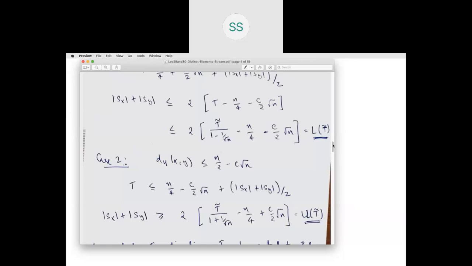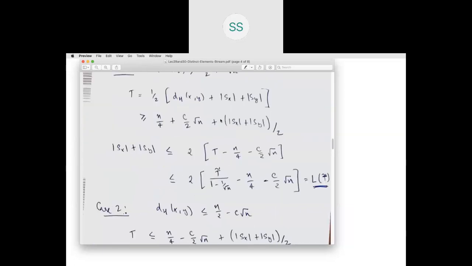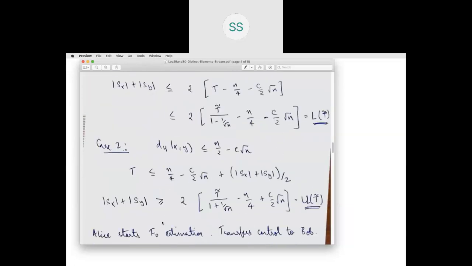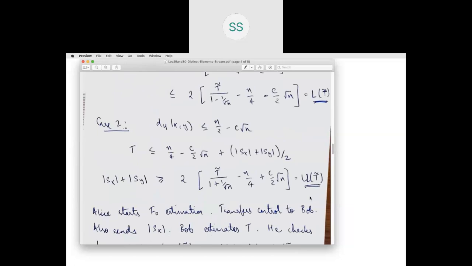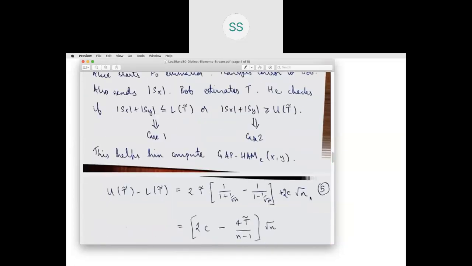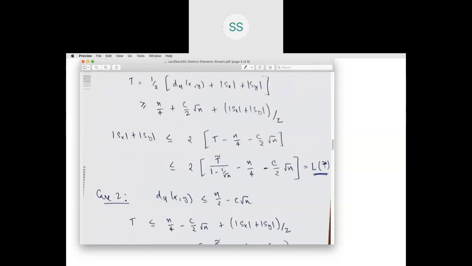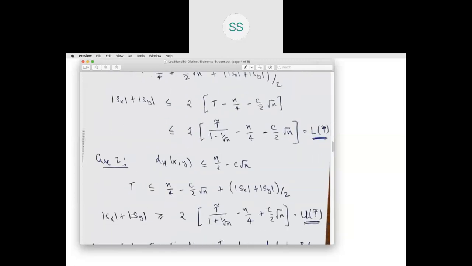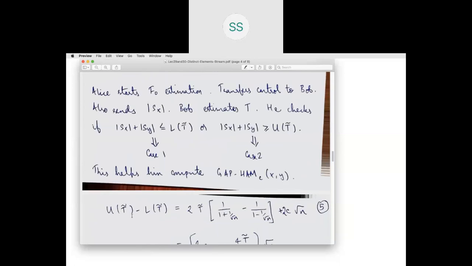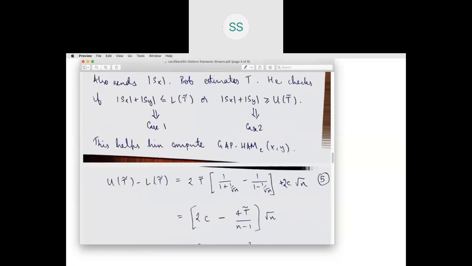So what we want is for this L of t tilde to be smaller than U of t tilde, so that only one of these cases happens. Right? In case 1, this happens. In case 2, this happens, and not that. So we ideally want L of t tilde to be a smaller value and U of t tilde to be a larger value. So in other words, we want U of t tilde minus L of t tilde to be a positive quantity. If it's a positive quantity, then there is no way that both of these things can happen together. Right? So now let us check what is U of t tilde minus L of t tilde.